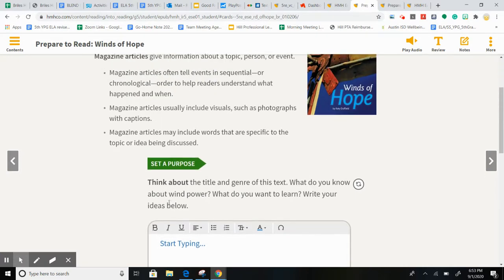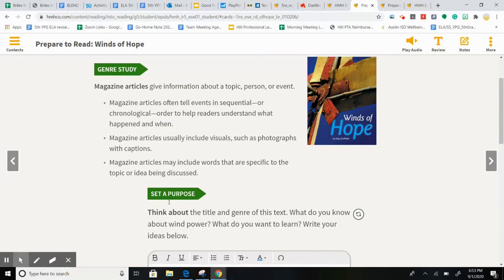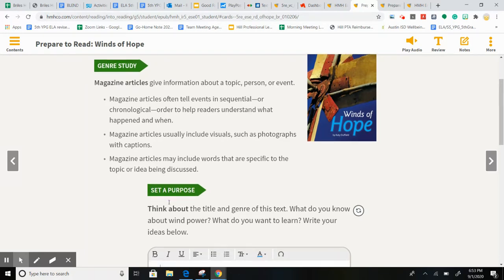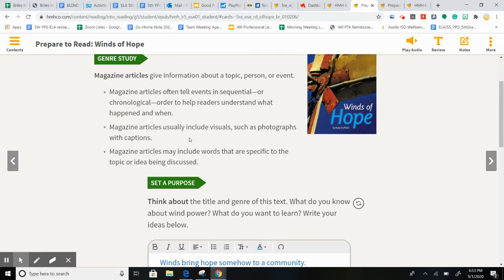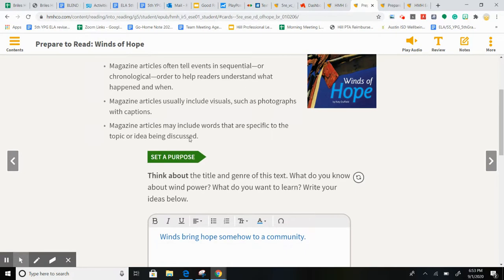All right, so let's set a purpose. So we know that this time we're going to read about winds bringing hope. Okay, so winds bring hope somehow to a community. You don't ever have to write this in on yours, but you can. It's so cool that you can write in your textbook online.